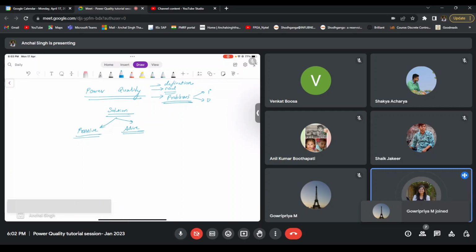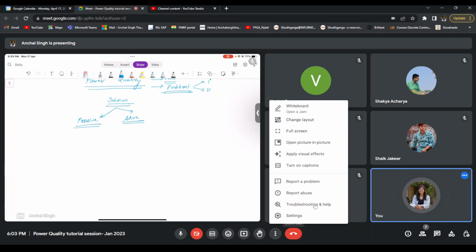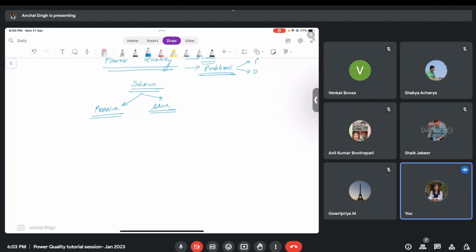right? So the solution could be in the form of a passive kind of solution, or it could be an active kind of solution, right? Passive filters or passive compensators are made up of R, L, and C elements, that is, passive elements. Whereas active compensators or active converters are made up of R, L, and C components along with switches. The presence of these switching elements makes these active filters special.